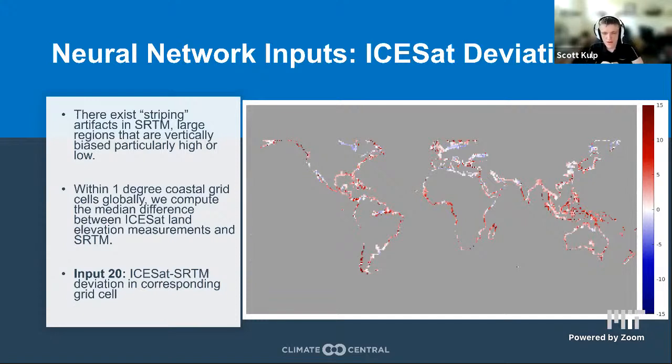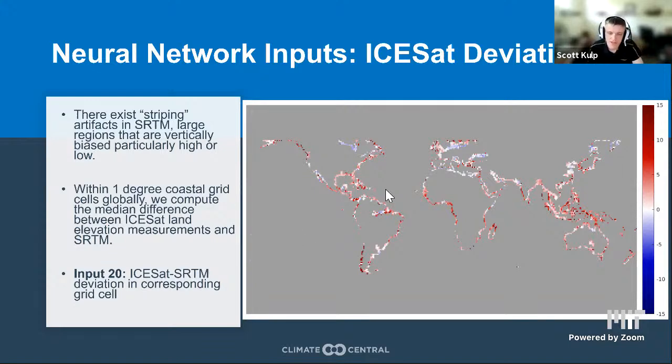To estimate these errors, we use data from NASA's ICESat mission, where they sent another satellite up with a laser altimeter to measure land elevations using a laser. But here it's not like an elevation model where you have a full map. It's more just a straight line path across Earth's surface. But we can use that to estimate these localized errors at 1 degree cells.